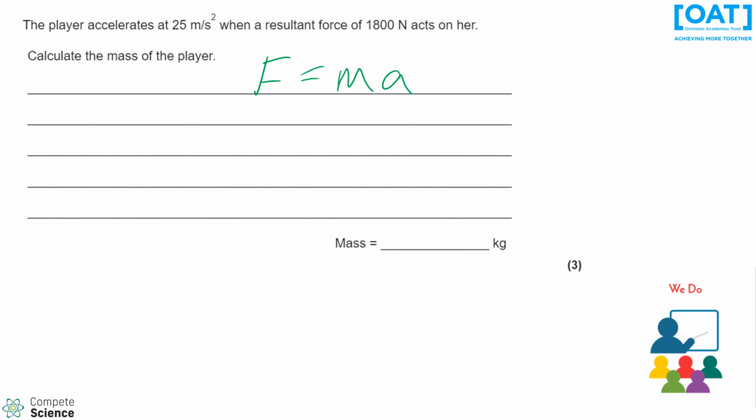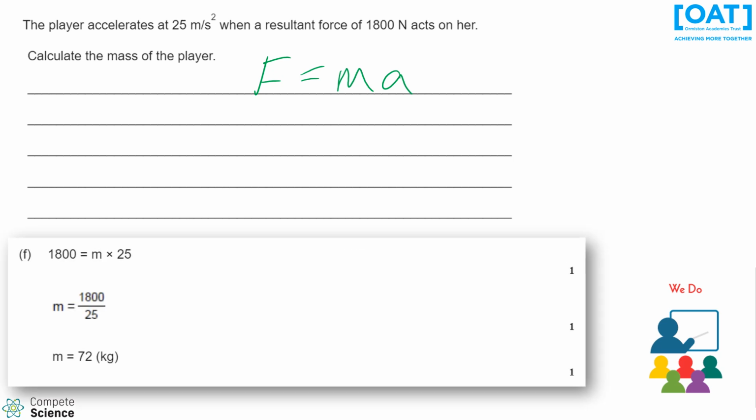And then we can start to insert our values. So here's the mark scheme. The force was 1800. The acceleration was 25 meters per second squared. We then need to rearrange that formula to make mass the subject of the equation. So the mass is equal to the force divided by the acceleration. So we've got 1,800 divided by 25, resulting in a mass of 72 kilograms, with kilograms being the standard unit for mass. And so check your steps.